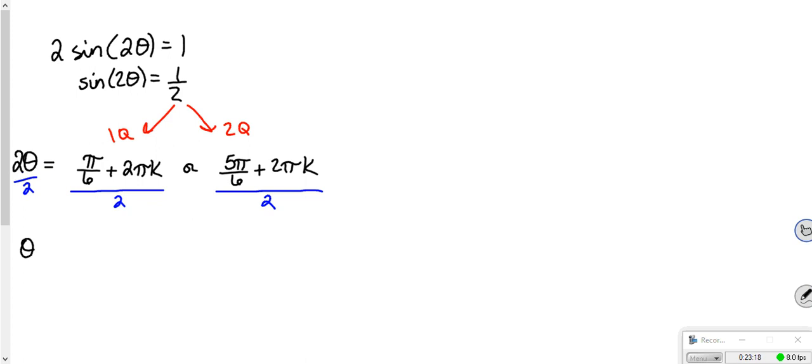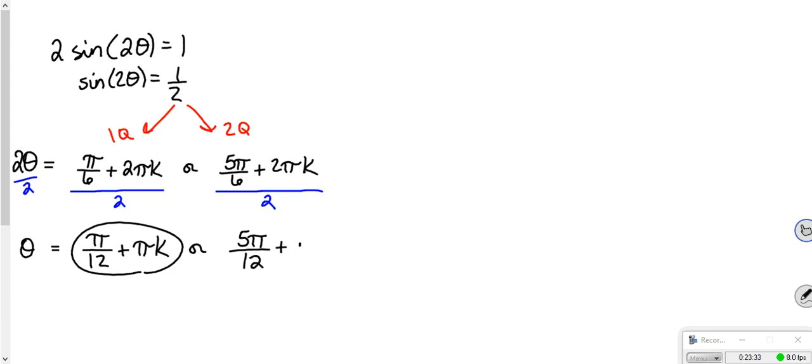So now theta then equals pi over 12 plus pi k. That's one of my answers. Or 5 pi over 12 plus pi k. Okay. Now, that would be the answer in your first box where it says find all solutions. Then it says in the second box, find the solutions in the interval 0 to 2 pi. Okay, so 0 to 2 pi.